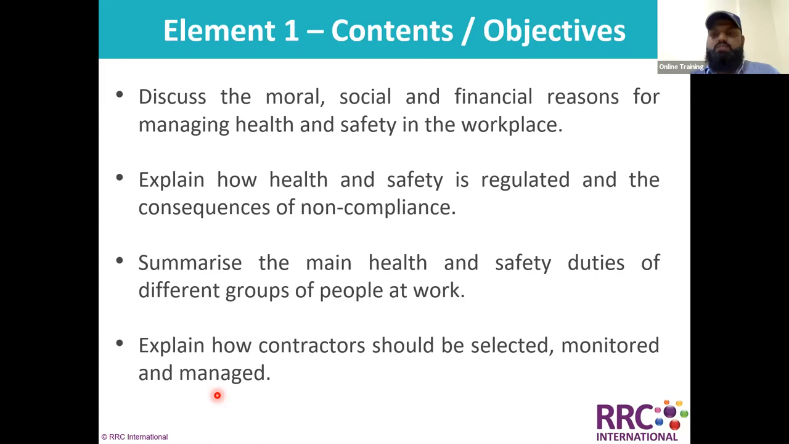Previous accident history, we also checked, we also asked them to provide. So far, how many projects they have done, what was their first aid ratio, all the statistics, and what kind of projects they already completed. Yes, we used to ask them. And what are their policies? Policies, procedures, their risk assessment, their qualifications, their accreditations. Yes, we used to ask them. So these are all the things we discussed in our element one.